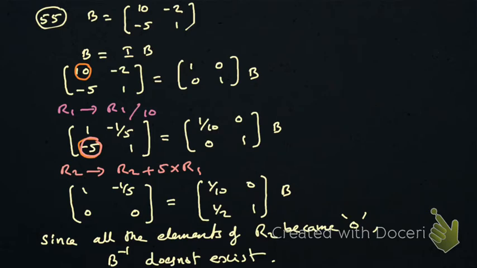But what's the logic behind that? You need to understand. Once this element becomes 0, I cannot change that into 1. So that means I can't get identity matrix on the left side. So if you get all the elements of a row as 0, then we say the inverse does not exist.